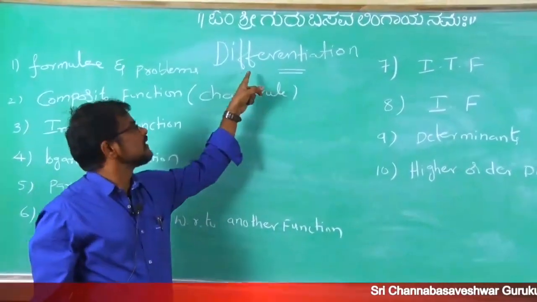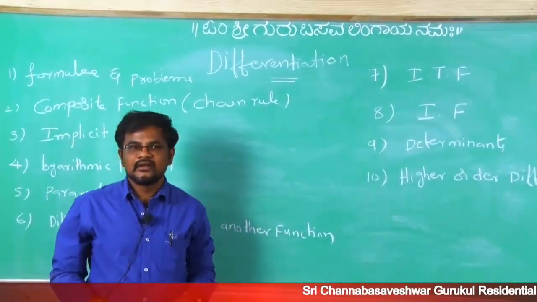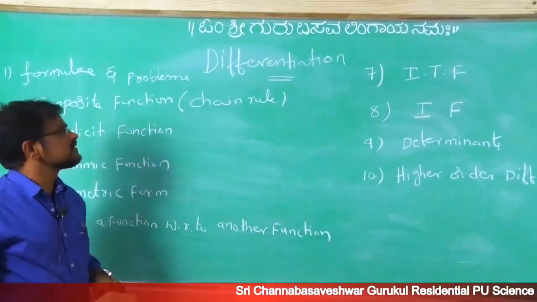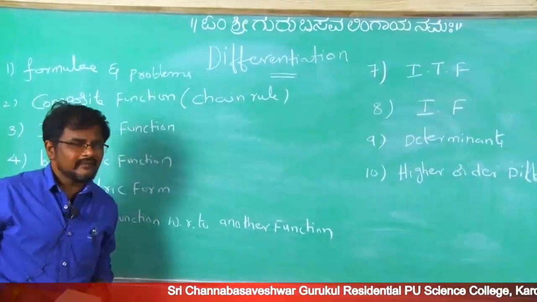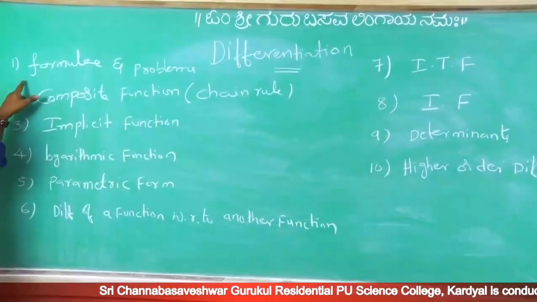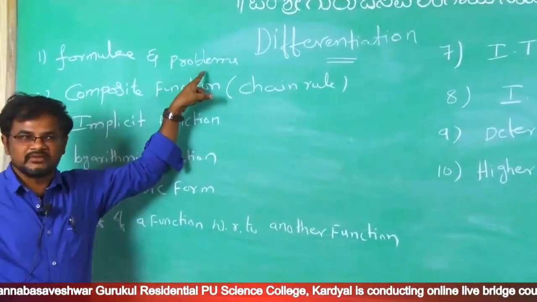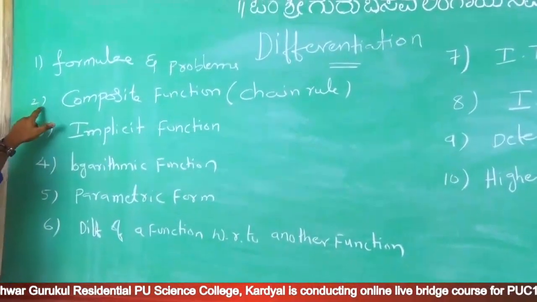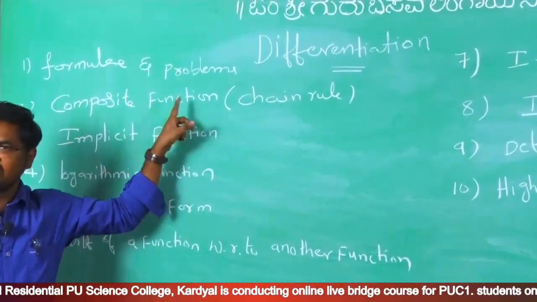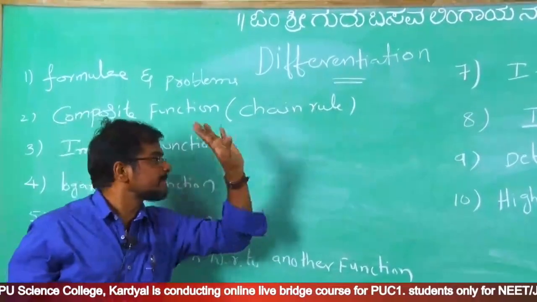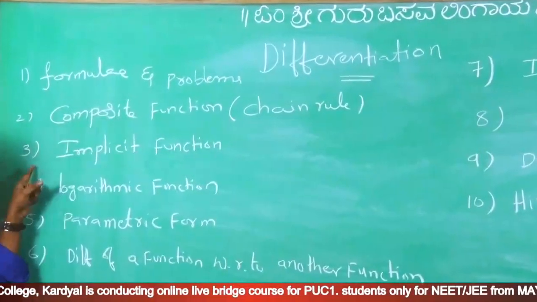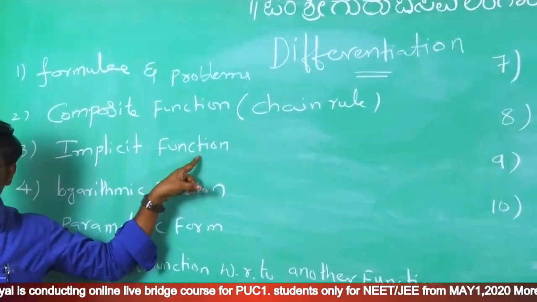Today's chapter is differentiation. In these subtopics I have written here, the first one is formulae and problems based on them. The second one is composite function. Composite function means chain rule. And the third one is implicit function.